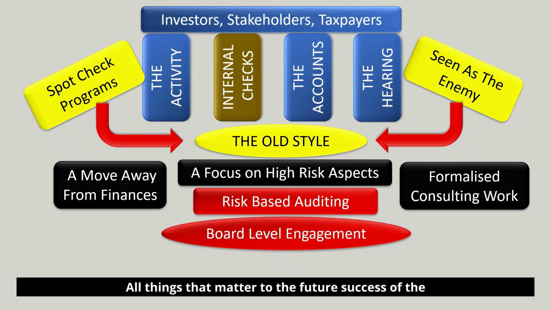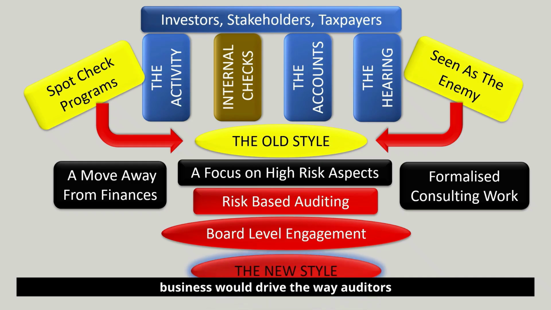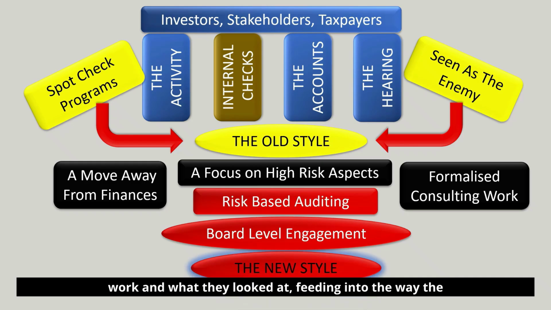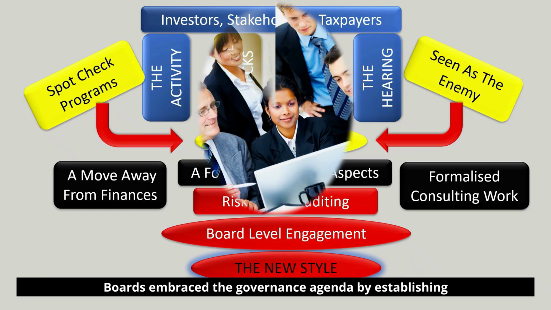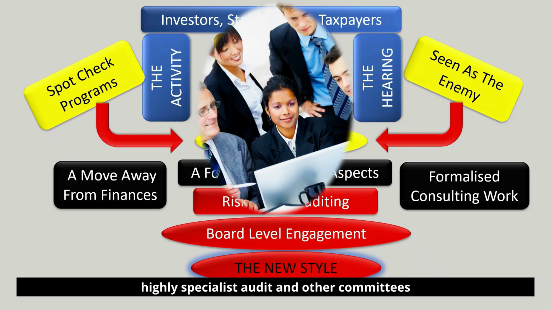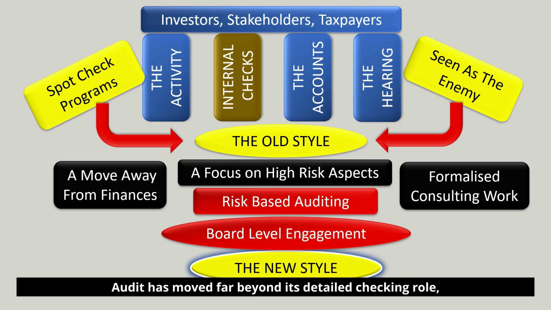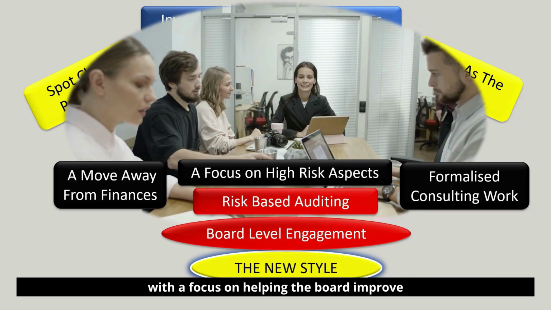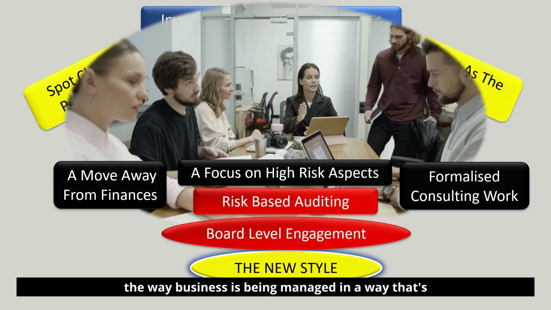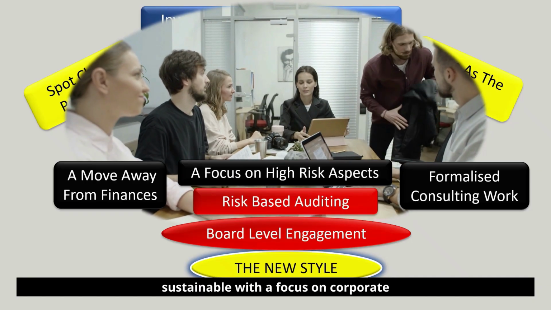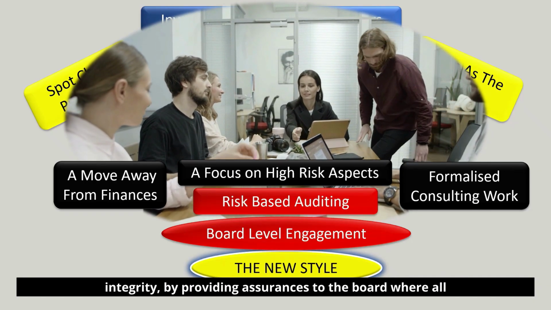All things that matter to the future success of the business would drive the way auditors work and what they looked at, feeding into the way the organisation manages risk, ensures good governance and installs sound controls. Boards embraced the governance agenda by establishing highly specialist audit and other committees that depended on reports from their internal auditors. Audit has moved far beyond its detailed checking role, with a focus on helping the board improve the way business is being managed in a way that's sustainable with a focus on corporate integrity.